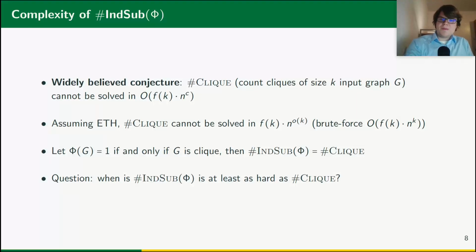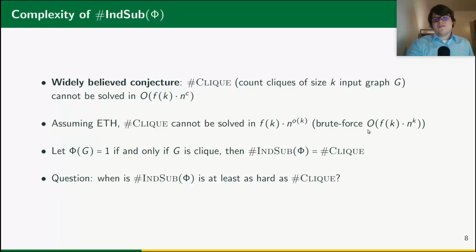And assuming the exponential time hypothesis, we can even show that you cannot achieve a running time of f of k times n to the little o of k, which means that the brute force approach that we used from before doesn't look too bad anymore, because that has a running time of f of k times n to the k, meaning that it's actually quite close to this lower bound. So basically, assuming ETH, the exponential time hypothesis, which states that SAT cannot be solved faster than exponential time, we get that we cannot be much better than the brute force approach.